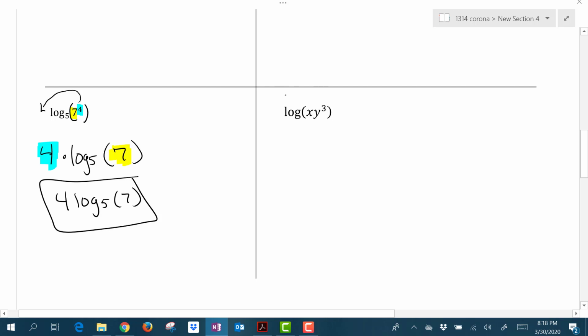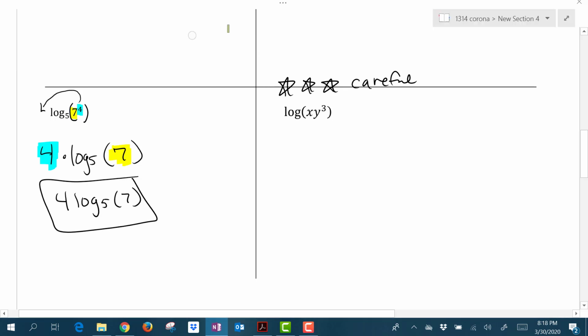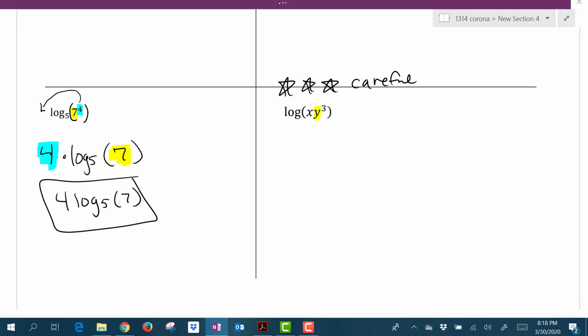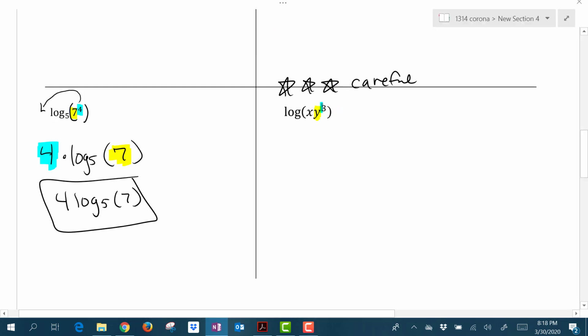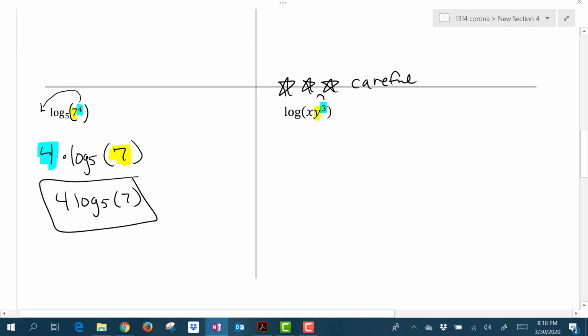Now, I like this example here. You're going to see one like it in your homework. You want to be careful here. The power rule is not immediately applicable here. In this case, the only thing that exponent of 3 applies to is the y. Exponents only apply to what's directly in front of them. They do not go across multiplication. It's x times y to the power of 3.